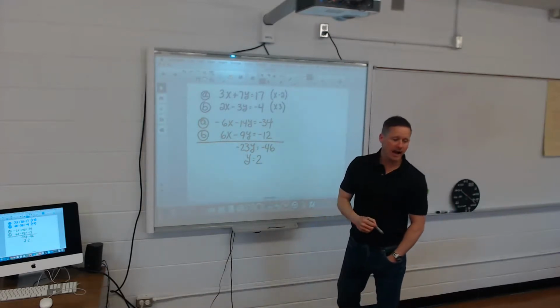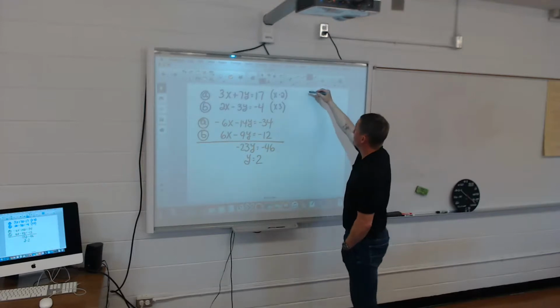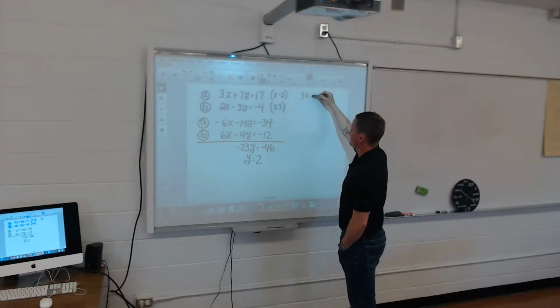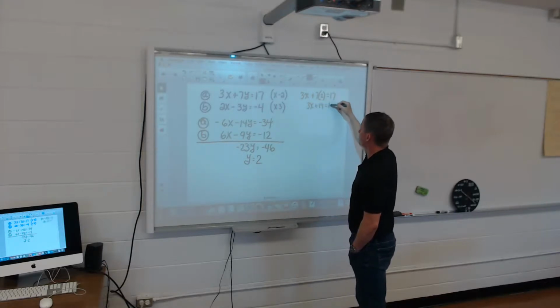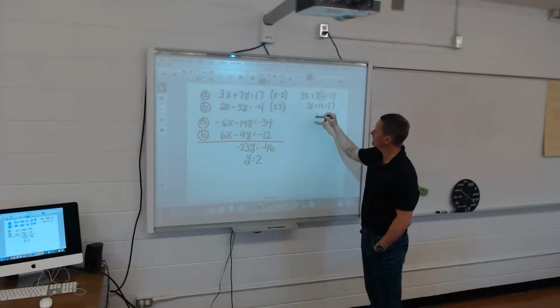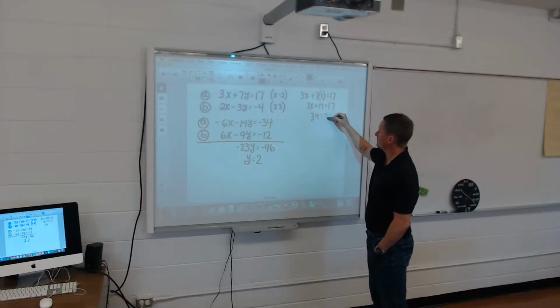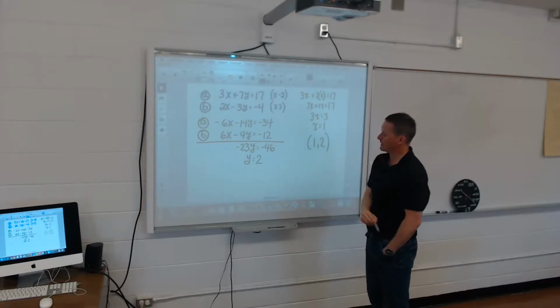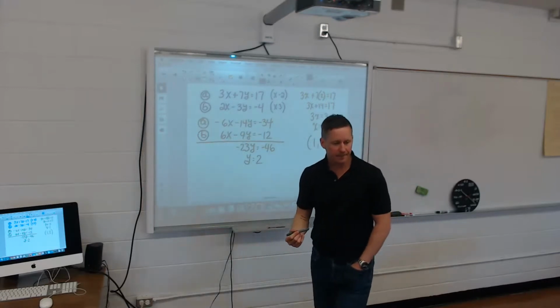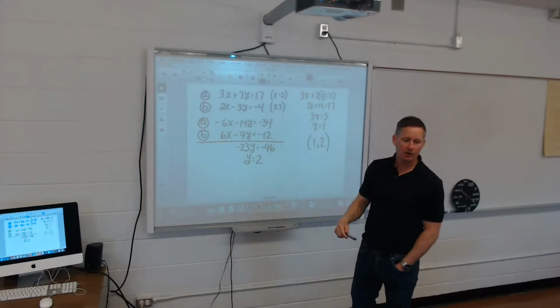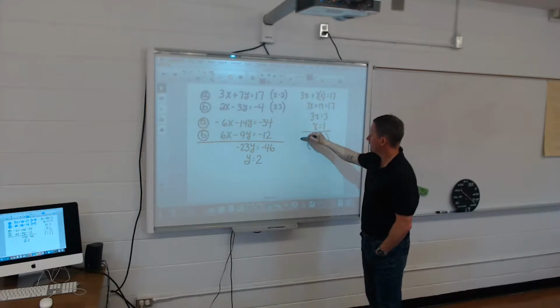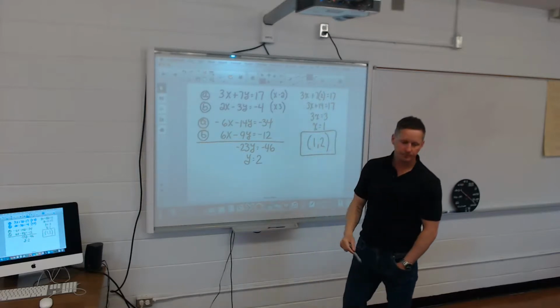Now I got to find out what x is, where they intersect. So 3x plus 7 times 2 equals 17. 3x plus 14 equals 17. 3x equals 3. X is equal to 1, so 1, and 2. Again, I can graph it, or I can substitute it back into this equation here in order to solve it. So there is my solution.